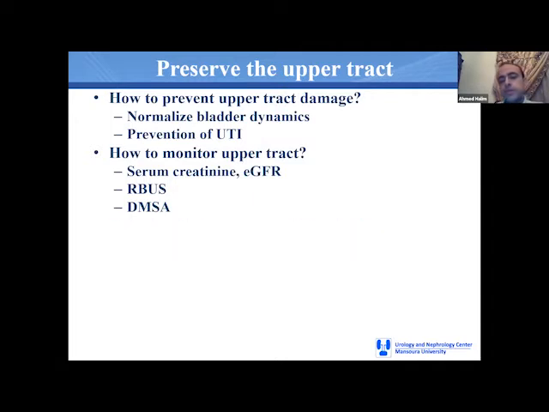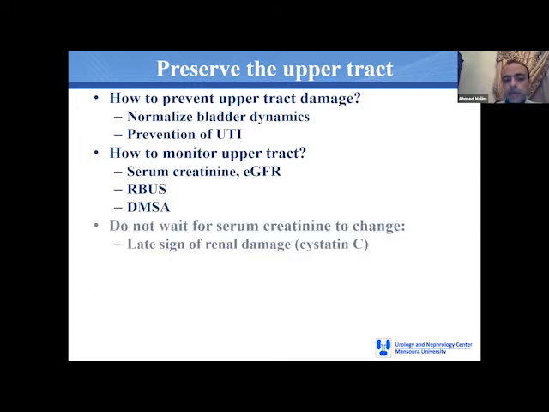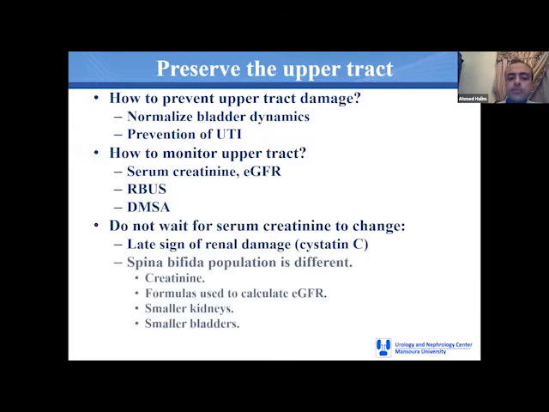We can monitor serum creatinine, estimated GFR, and renal bladder ultrasound, and some institutions would order a DMSA scan to detect any parenchymal changes as a baseline, and later on in patients who may suffer recurrent attacks of nephritis. In reality, the most realistic way to monitor the upper tract is renal bladder ultrasound, because serum creatinine is a late sign of renal damage.